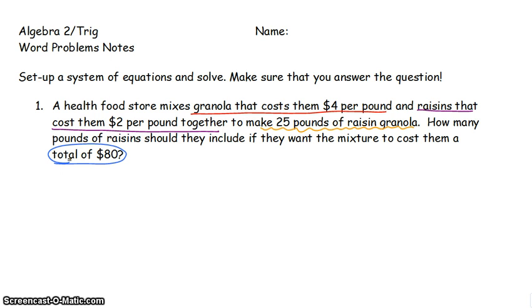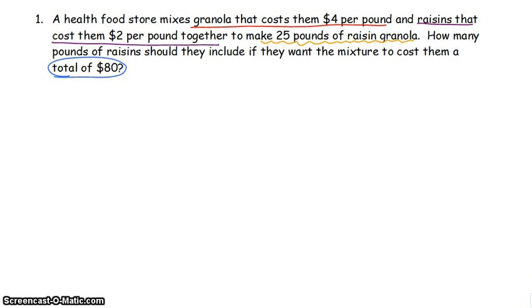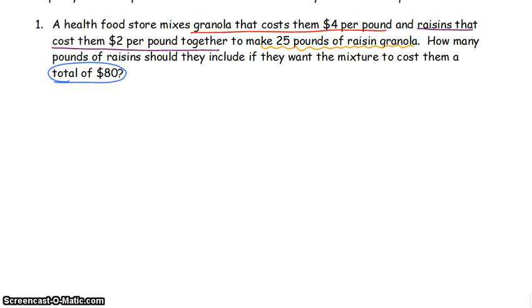The very first thing that you have to do is identify what the problem is. What are you actually trying to solve for? And you can normally find that in the last sentence. And if we look at our last sentence, it says how many pounds of raisins should they include if they want the mixture to cost $80. So what I'm trying to find is how many pounds of raisins. I've got two variables here. We have raisins and we have granola. So step one is to identify the variables that you're going to use.